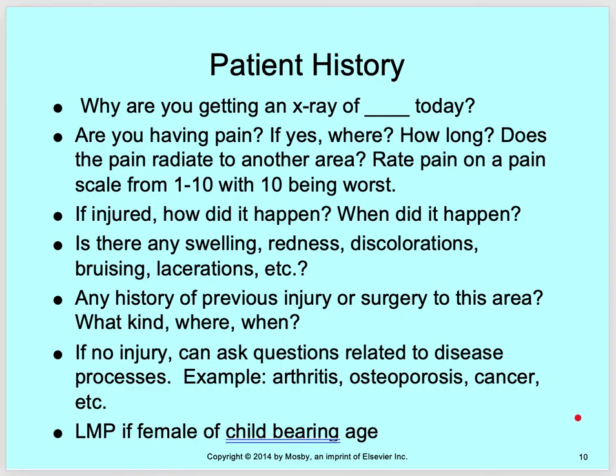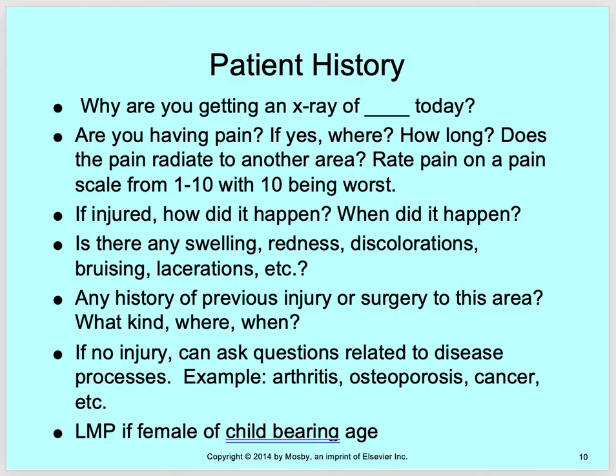So make sure that you measure, know where to measure. Patient history. Always do patient history. Make sure that you get a good patient history. So, why are you here today? Are you having pain? Where is the pain? How long have you been having it? Does it radiate to somewhere else? Use the 1 to 10 scale, 10 being the worst. What is your pain? Is it a 6? Is it a 7? A 5? Can I touch here? Can I touch there? So you don't just injure the patient more.